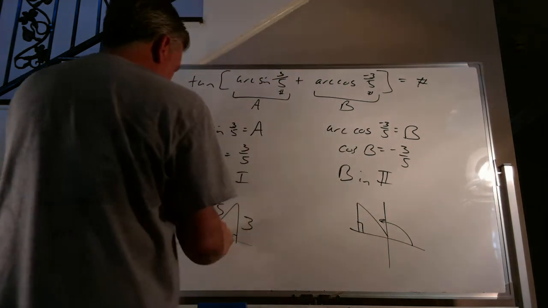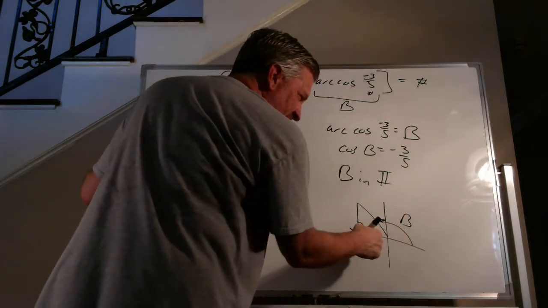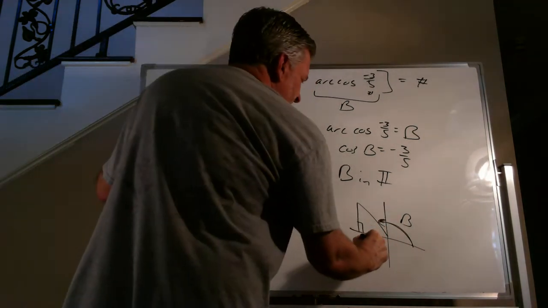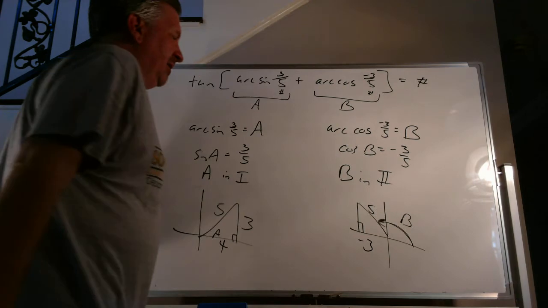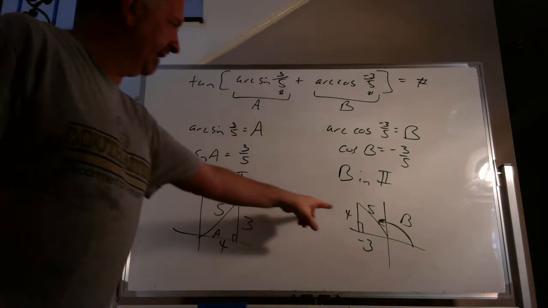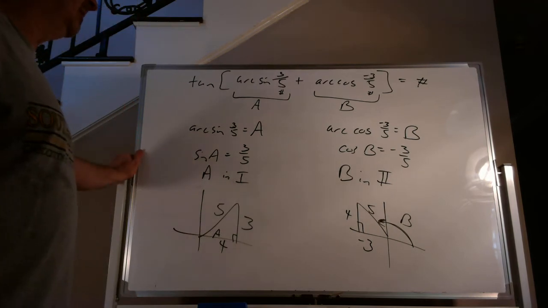Now here, B is in the second quadrant. There's B. Remember, B is not the reference angle, B is the angle in standard position. Cosine is minus 3/5, that's adjacent over hypotenuse, or x over r. Again, the other side's 4. Again, don't forget to check for negatives, but my 4 here and my 4 here are both positive.